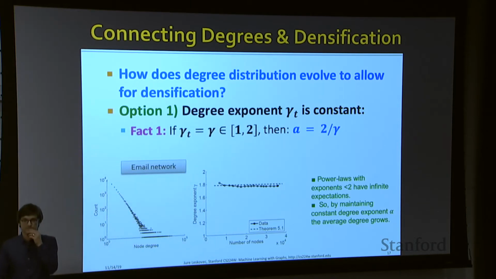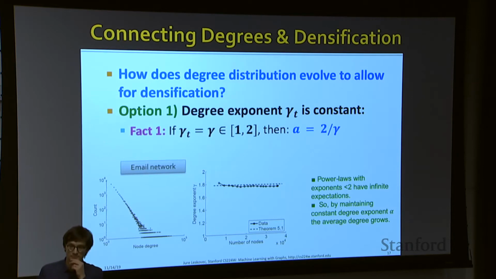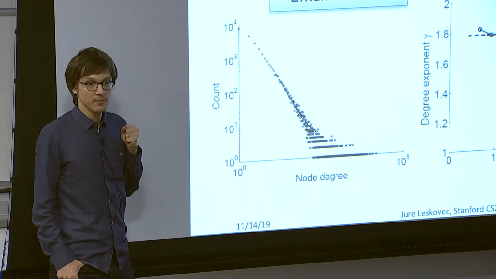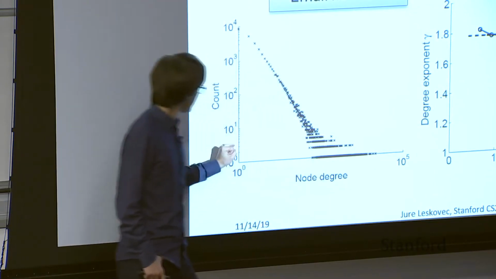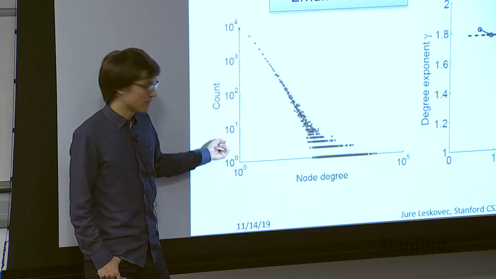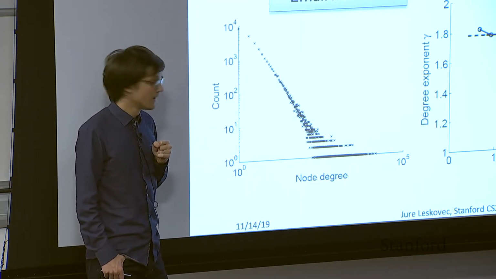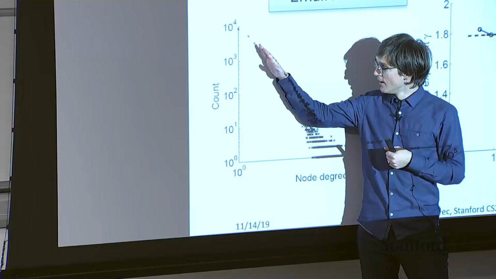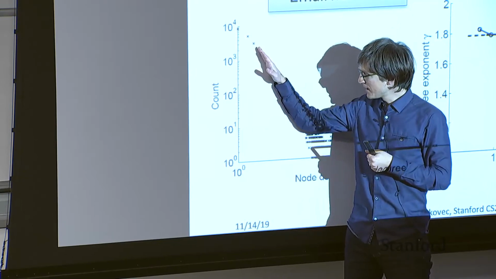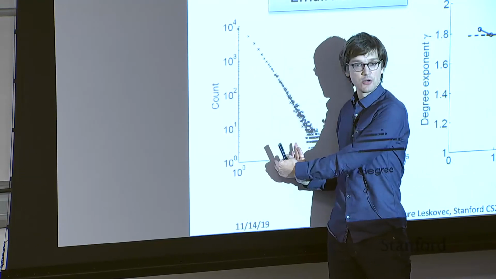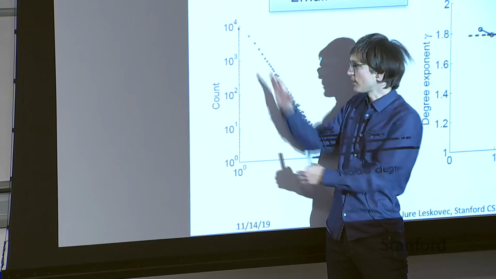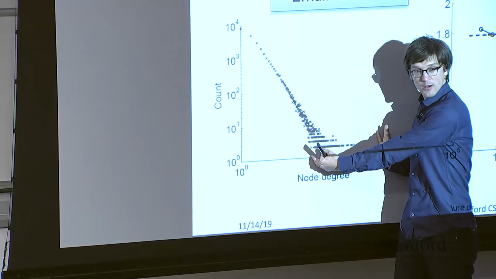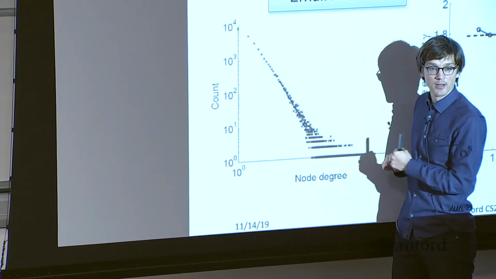Yes? What is the topological interpretation of the degree exponent? I mean, we can see it's the slope of this degree distribution, but what does this mean? Yeah. So this is the node degree, and this is the number of nodes of that degree. And gamma is the slope of this thing. Essentially, the way you can think of it, the bigger the slope, the less mass you have in the tail, so the fewer outliers you have. And the smaller the slope, the closer to 1 it gets, the more outliers you have here in the tail.